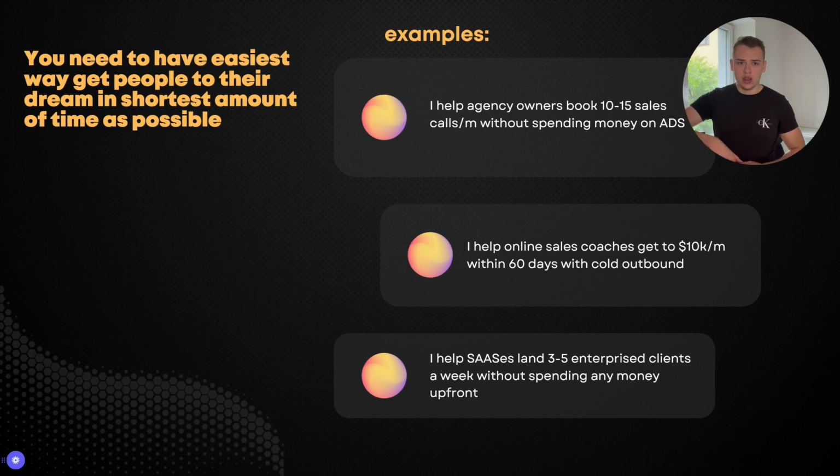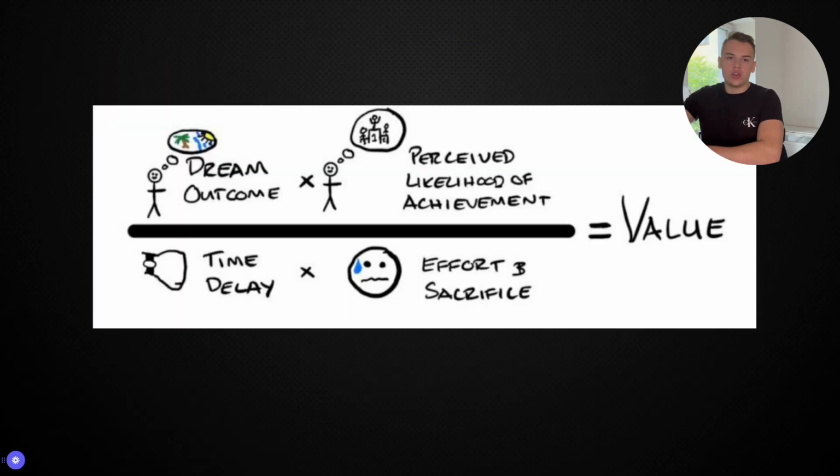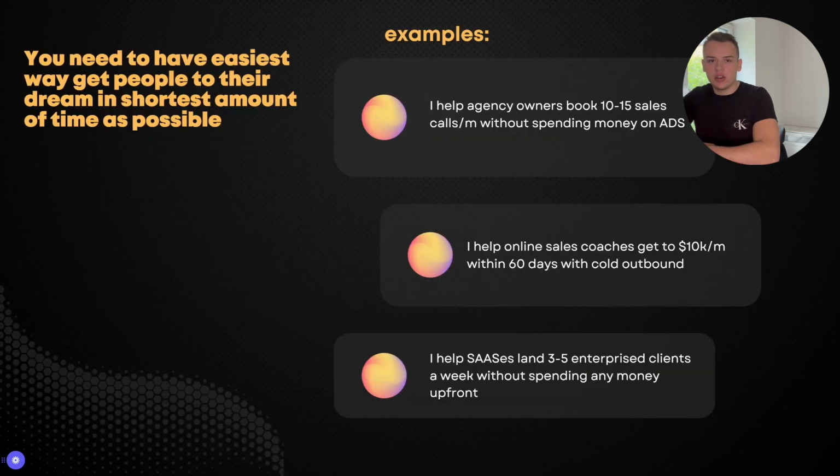For example, your offer can be: I help agency owners book 10 to 15 sales calls per month without spending money on ads. This is just a simple one that I came up with in a few seconds. You just help someone do something without something. So you can get somebody to their dream outcome, 10 to 15 sales calls, without any effort or sacrifice, okay, spending money on ads.